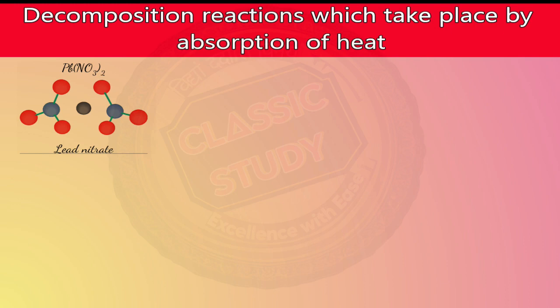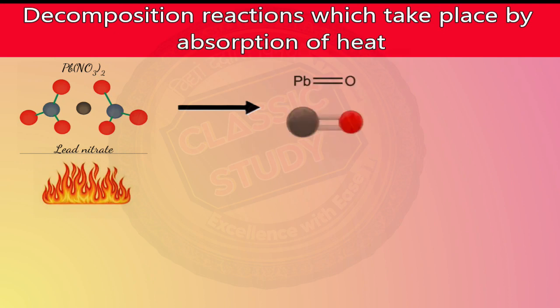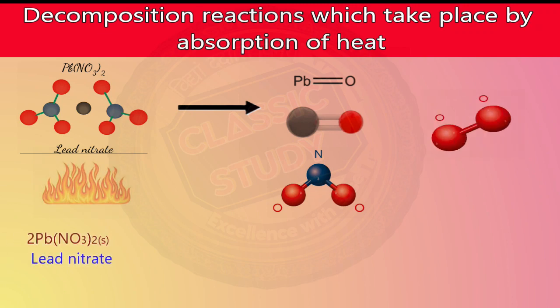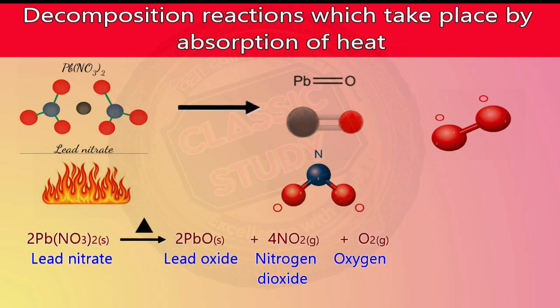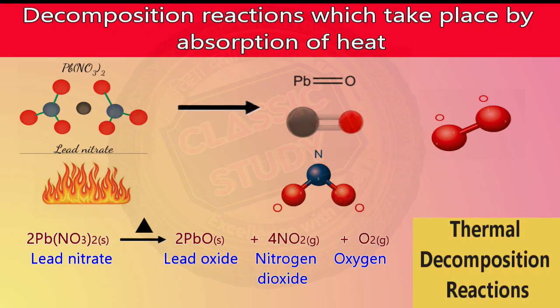This compound, when heated, undergoes decomposition and produces three different components: lead oxide, nitrogen dioxide, and oxygen. So 2Pb(NO3)2, lead nitrate, undergoes decomposition in the presence of heat and gives 2PbO, 4NO2 plus O2. This is an example of a thermal decomposition reaction.